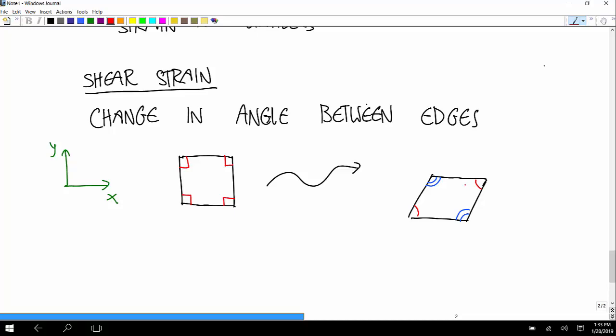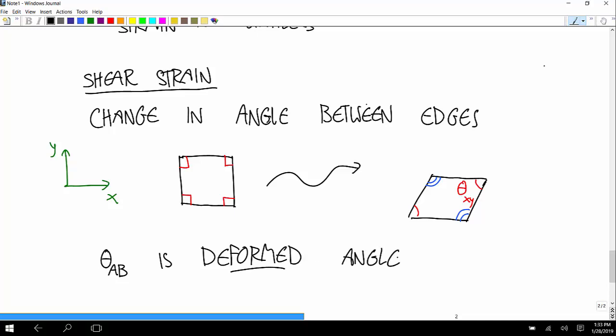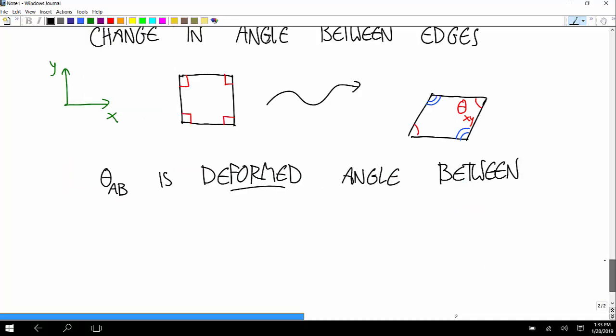Let's see, this angle here, we're going to call theta xy. That red angle in the top right. In general, theta for AB is the deformed angle, so after the deformation, it's the deformed angle between the positive A and B faces.